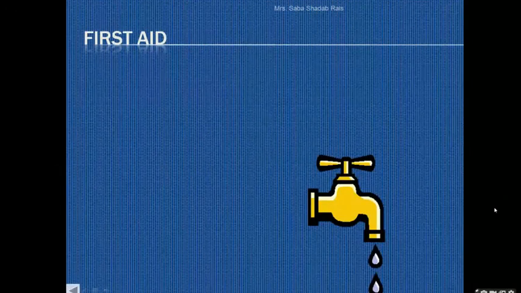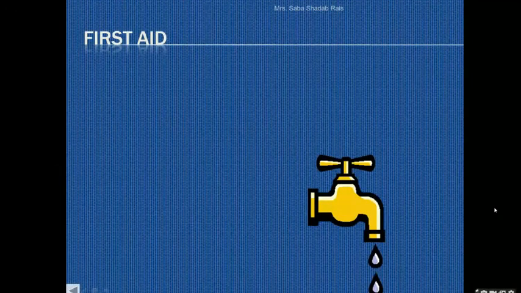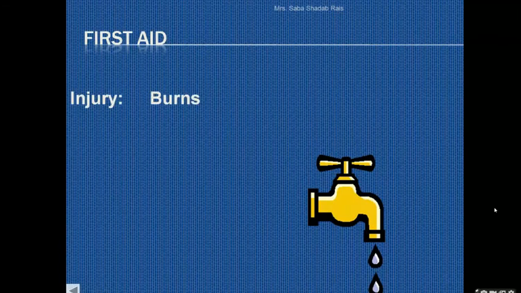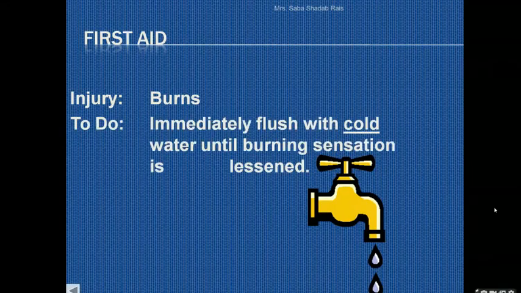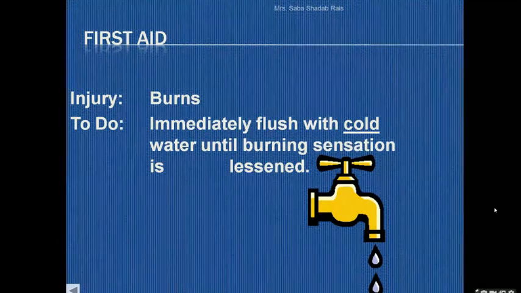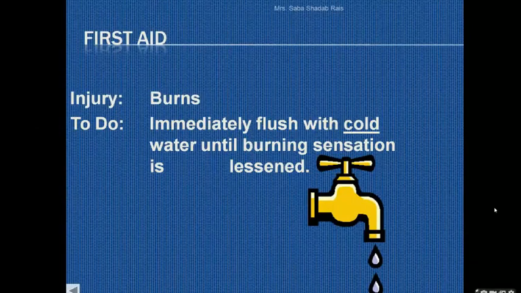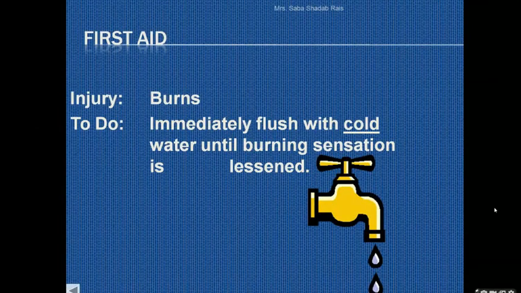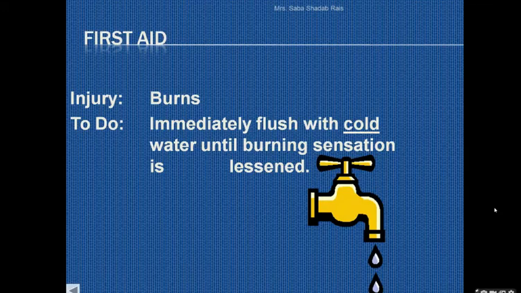Now first aid. Sometimes after taking all the necessary precautions, an unwanted incident can occur. If it is a burn, we need to immediately flush it with cold water until the burning sensation is lessened. It may happen that it is a severe burn. Anything that happens in the laboratory, it is your responsibility to immediately inform your teacher. If the teacher is not there but you are, which never happens in our laboratory, keep in mind that you have to immediately keep the burned part under water.